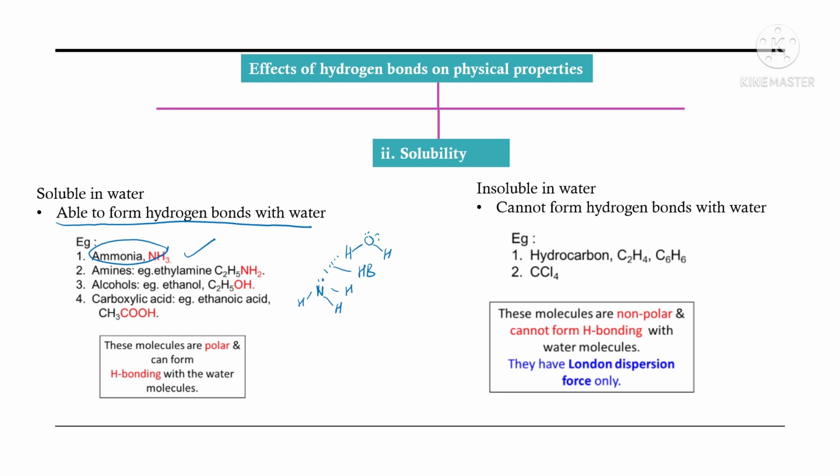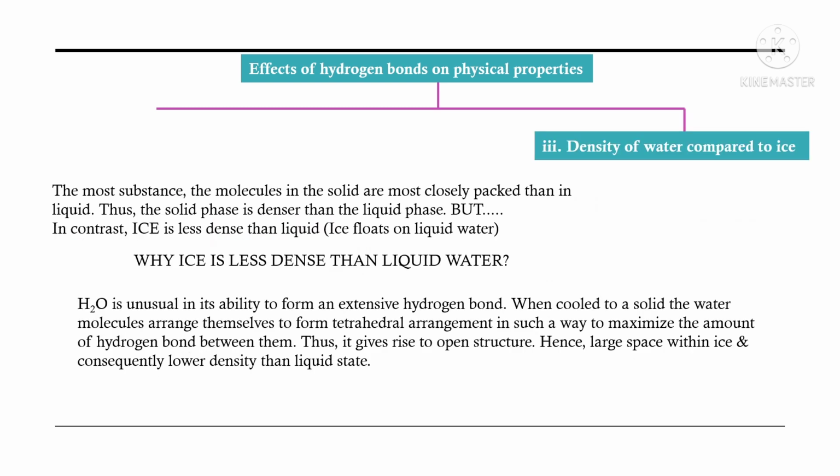For substances that are insoluble in water, they cannot form hydrogen bonds with water. For example, chloroform and also hydrocarbons such as C2H4 and C6H6 are nonpolar and cannot form hydrogen bonds with water, therefore they are insoluble in water. Hydrogen bonds also affect the density of water and ice. For most substances, the solid is denser than the liquid because the solid is more closely packed than the liquid. But ice is less dense than water.